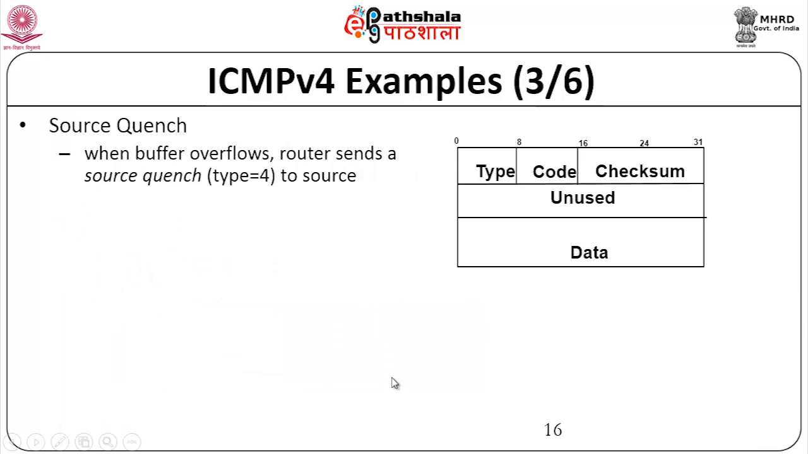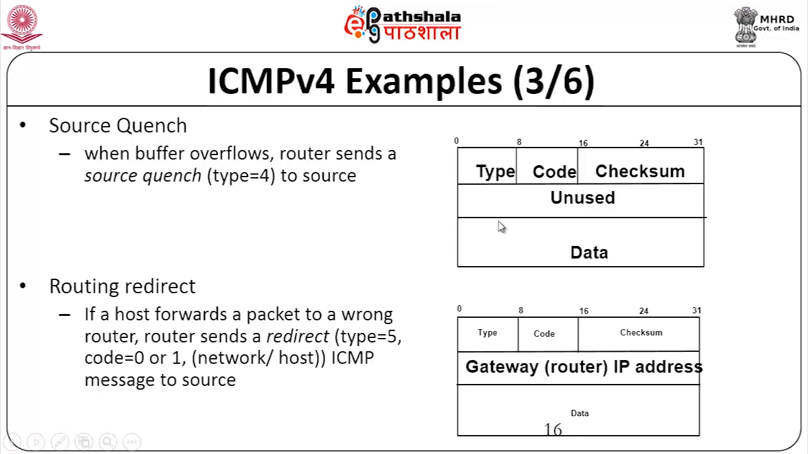Okay, the source quench message, this is another, the third type of message that we have. So you have a type, code and checksum, okay, and there is just some data which is specified. The data field could also be empty. Okay, so the type and the code give us sufficient information about what this message is actually trying to convey to us.